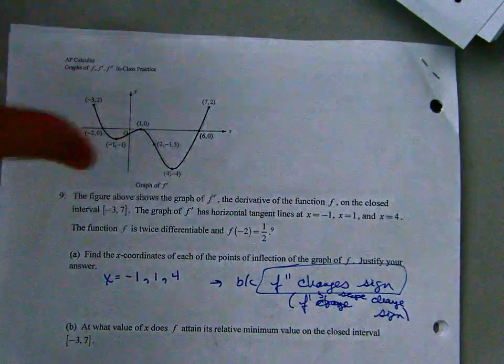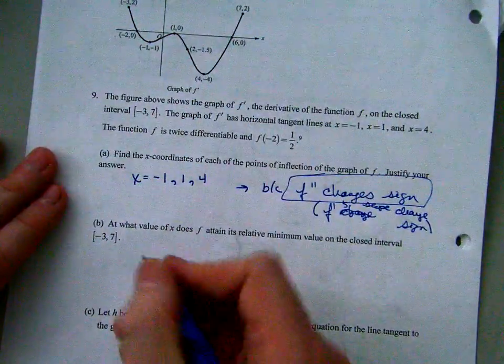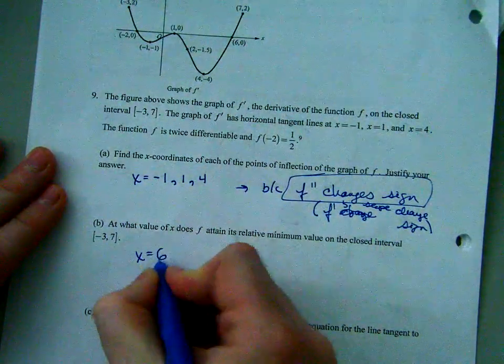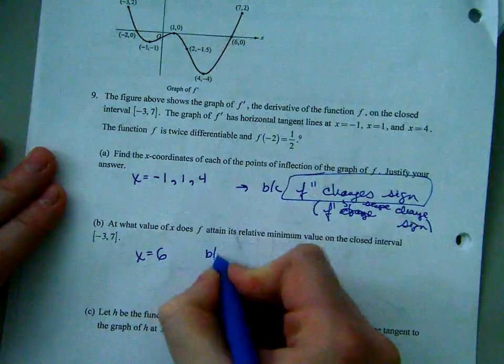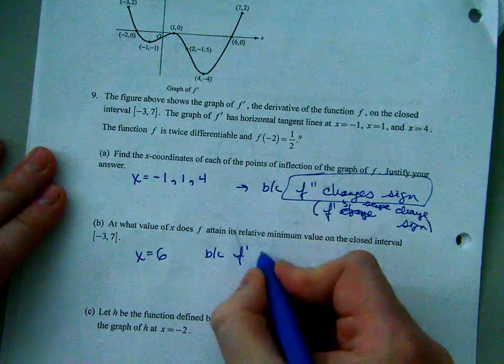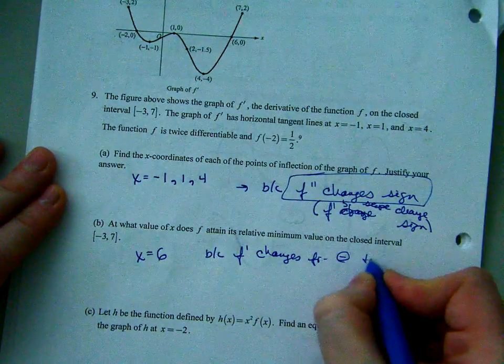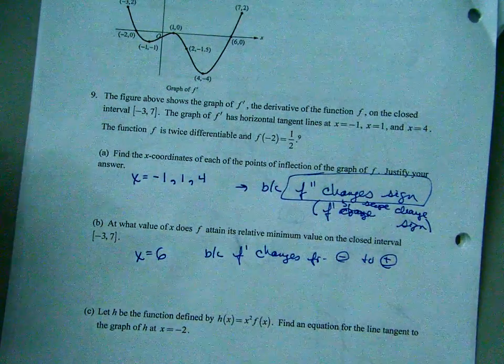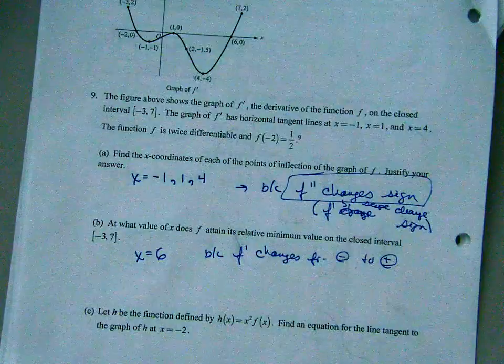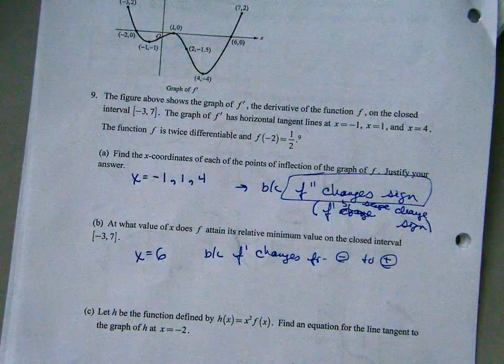Wilson, what did you say about B? Why? Good, because f prime changes from negative to positive. And we do actually need the negative to positive part in there. Just changing sign is not good enough because it could be a max.